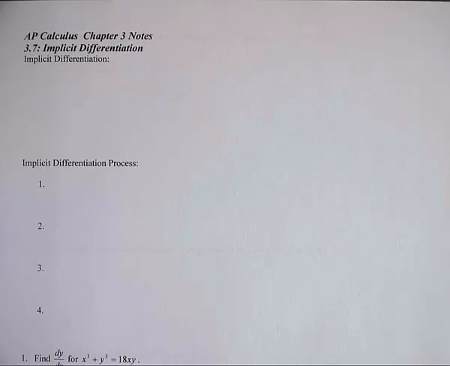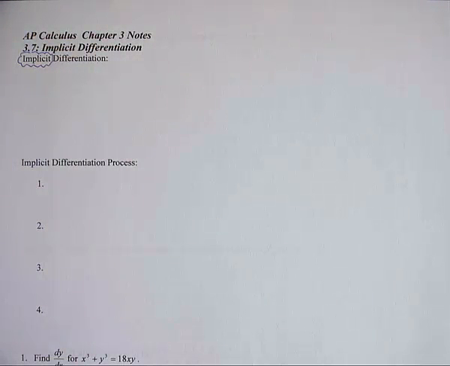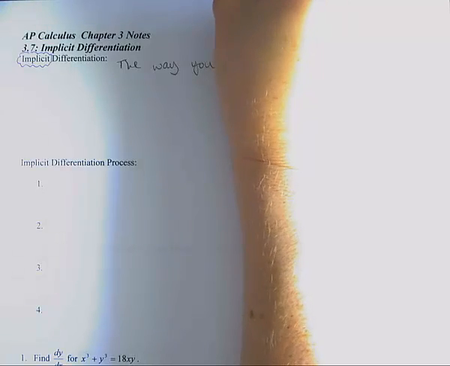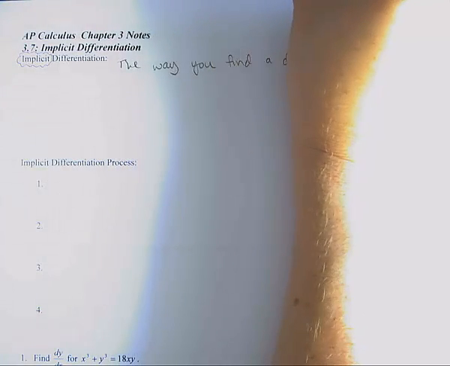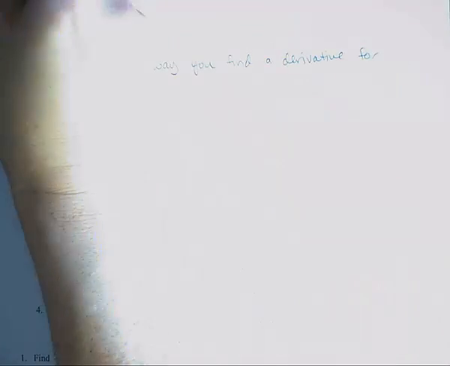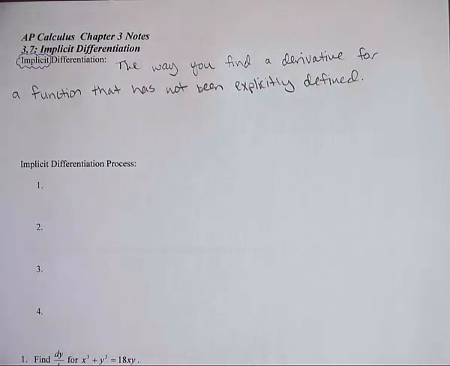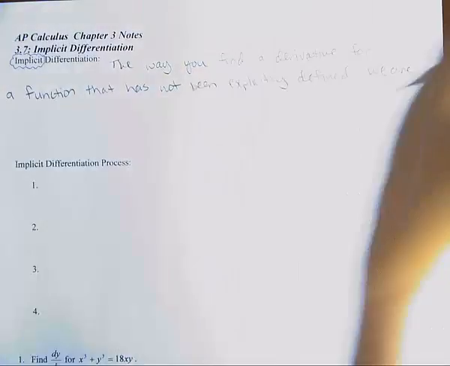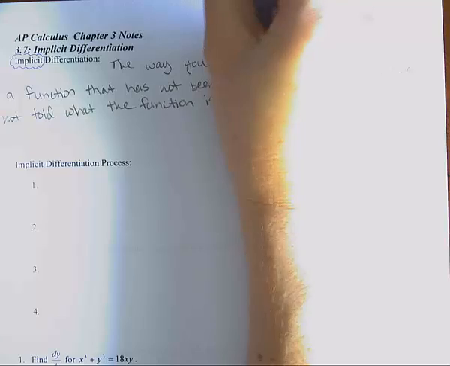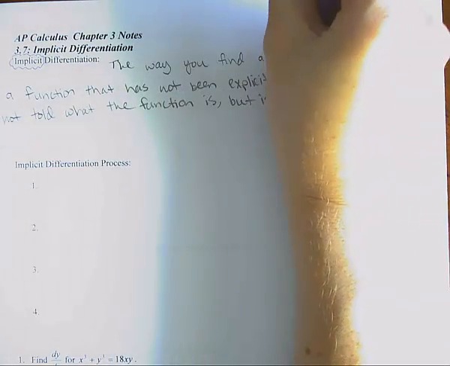Let me just tell you again when we use implicit differentiation. And hopefully the word implicit will be a clue as to what kind of context you would use this in. So this is the way you find a derivative for a function that has not been explicitly defined. In other words, we don't even know what the function is. We just know that it's a function of x. So we are not told what the function is, but it is implied or implicit that it is a function of x.